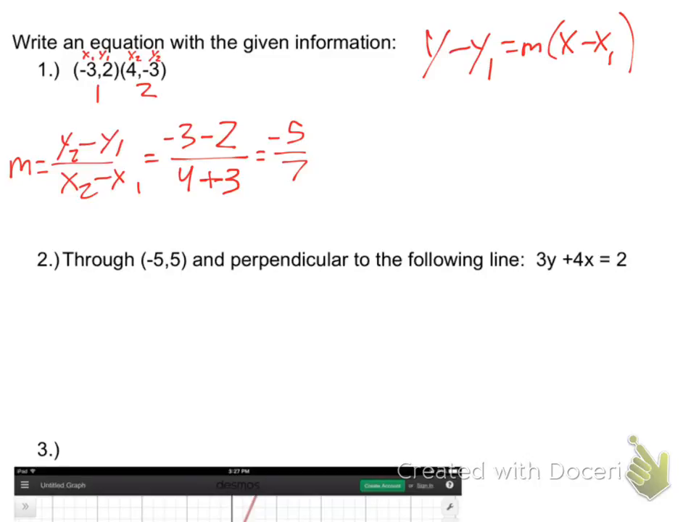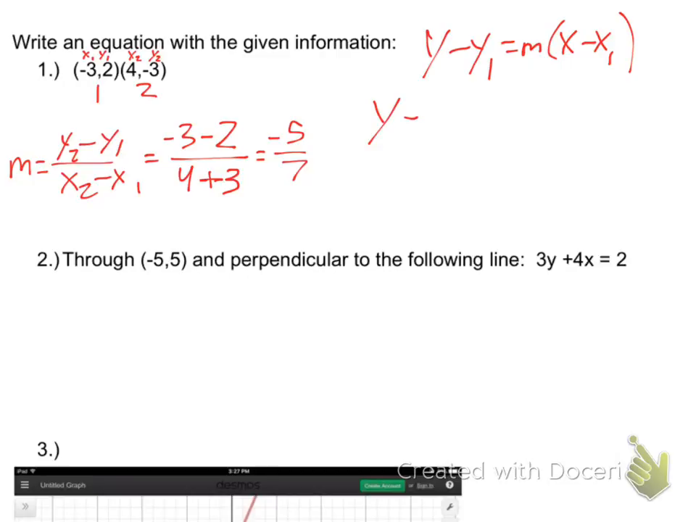Which one you guys want to use for point 1? Can we just use point 1 for point 1? Could I have used point 2? Can I use point 2 for point 1 instead? Yeah. It's the same line, guys, through the same 2 points. So it's going to work. So I'll just use point 1.